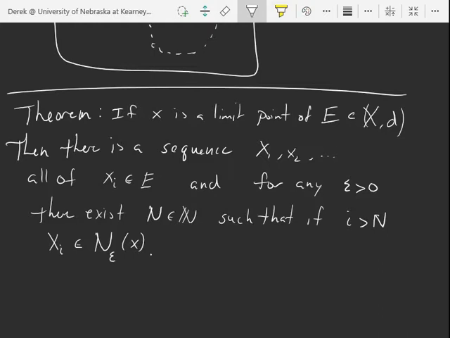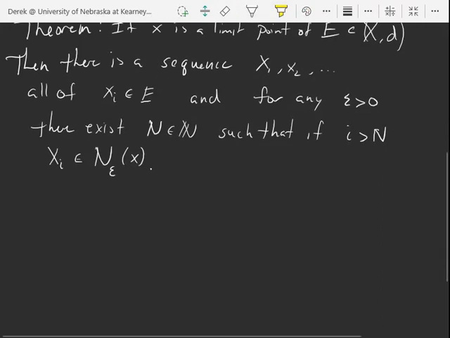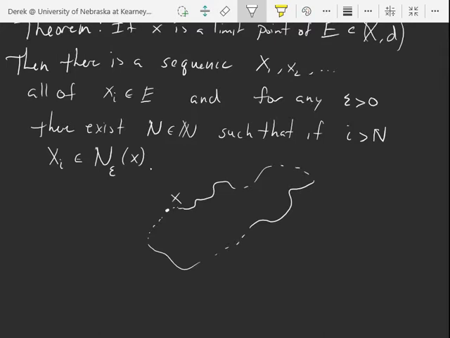Okay, so what does that say? That's a lot of math right there. So let's kind of draw a picture to go with this. So I've got this point X, and it's the limit. It's a limit point of this set E. We don't really know what this set looks like, but we'll call this E. E's the stuff inside there. I can find a sequence x1 in here, x2, x3, x4, and so on. And these are just going to keep getting closer and closer to x.